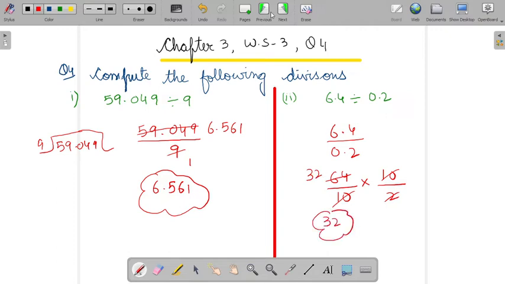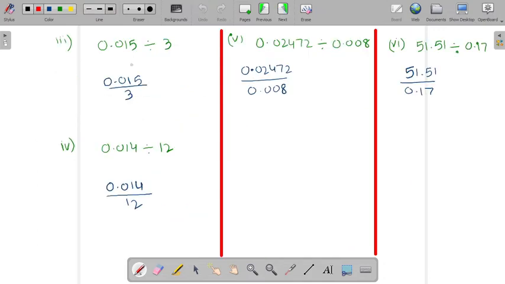Now, next one. In third part, again in the denominator, there is no decimal. So you can cancel the term like this straight away also. So 0.005 is the answer.